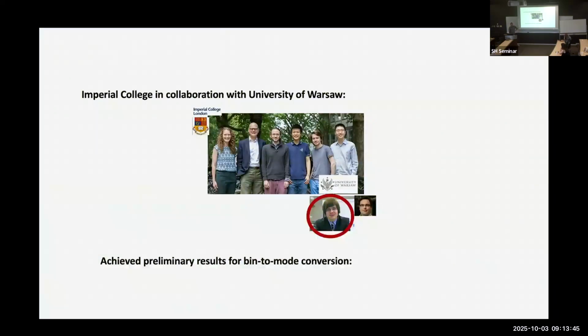But the preliminary experiment for this was done in collaboration with University of Warsaw, and circled in red here is Yerzha, who's also here with us today. He was a great help in setting up the experiment. It was basically me and him just working on it for a long time.